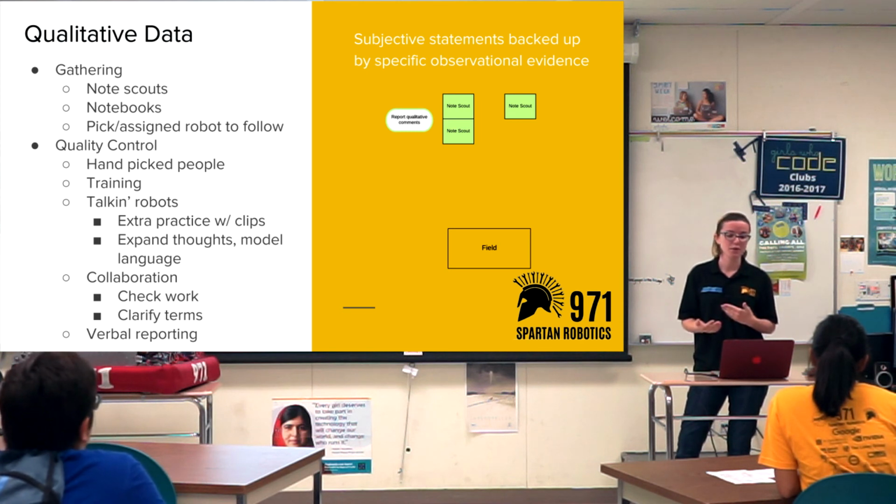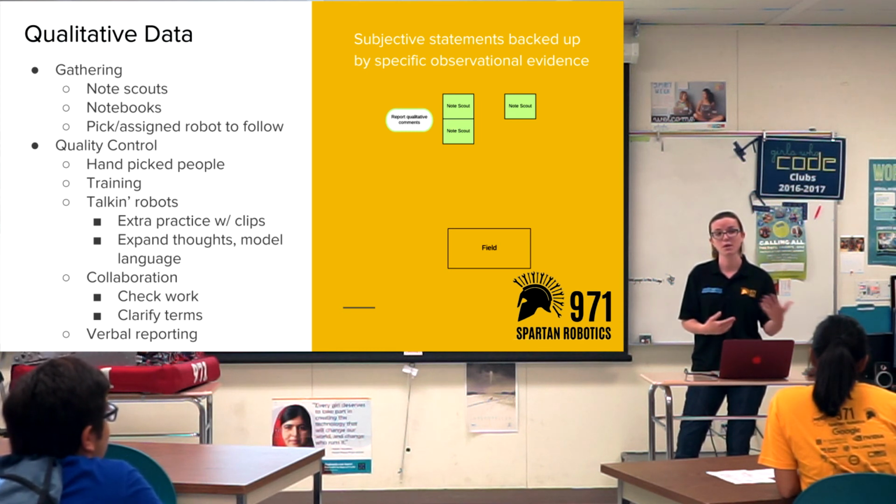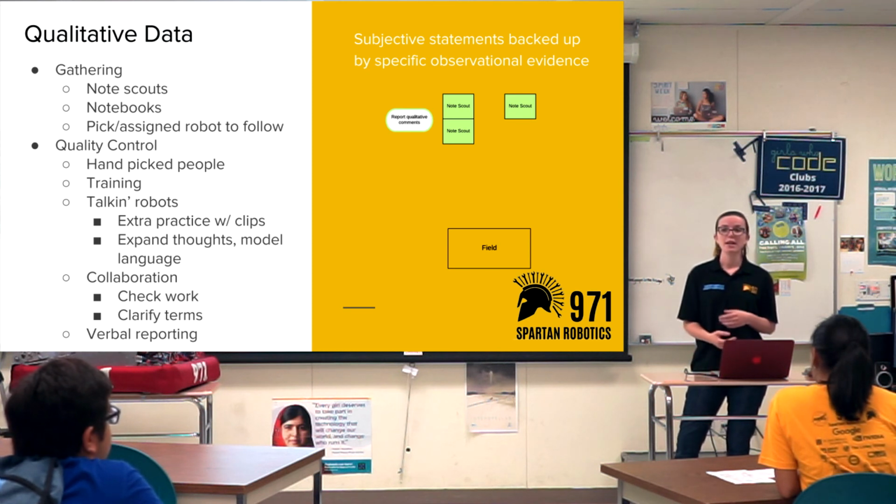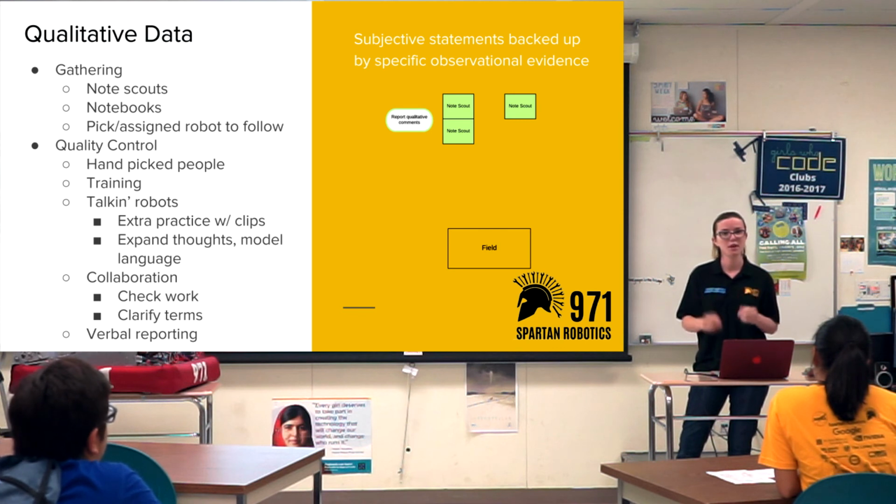Also, for quality control, we do verbal reporting. They have to verbally report to the typist who is typing in their notes. And we find that really helpful just for that extra layer of processing. When you have to write the notes and then verbally report it, it helps people phrase their thoughts in a new way that they might not have been able to otherwise.